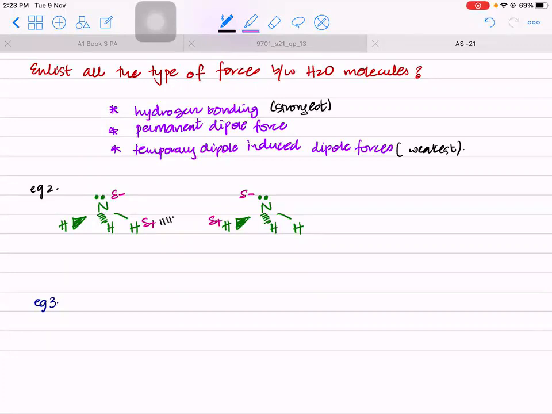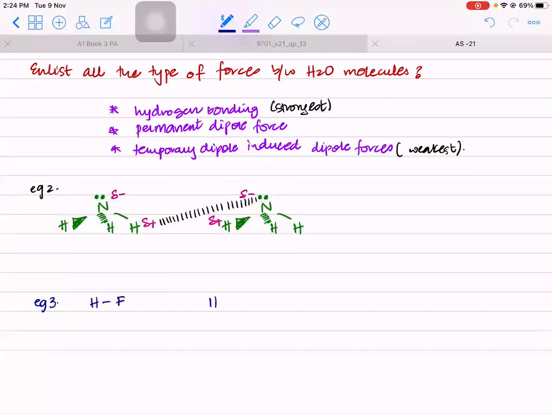How will we show this? It will be partial positive hydrogen of one to the lone pair of the adjacent molecule. You can show the hydrogen of this one making a bond with the lone pair here, or vice versa. I mean, you can also show it from this to this. Either way is fine. So you see ammonia also shows hydrogen bonding.